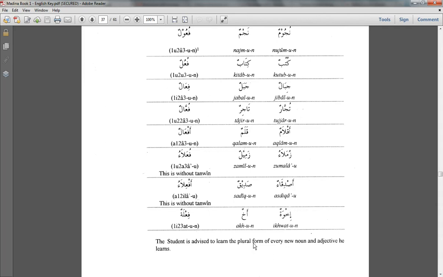The student is advised to learn the plural form of every new noun and adjective he learns. And why is that? Because there is no set rule for the broken plural. But generally speaking, when a person gets into the Arabic language, he will get used to the various plural forms. But because there's no set rule, you have to just rely on memory to know what the actual plural is. That's why they're saying that the student is advised to learn every new plural form.